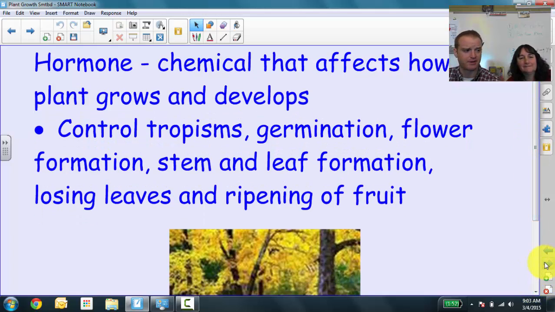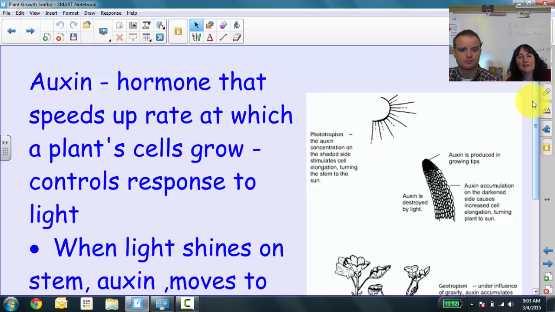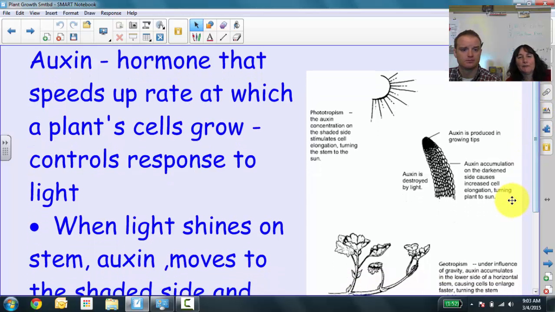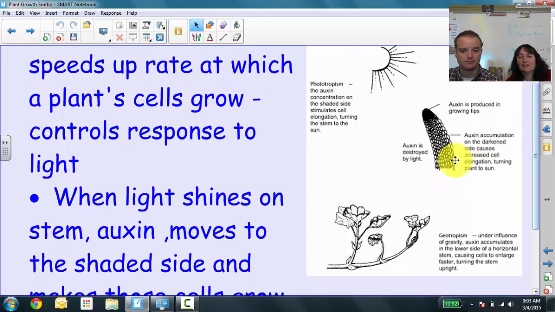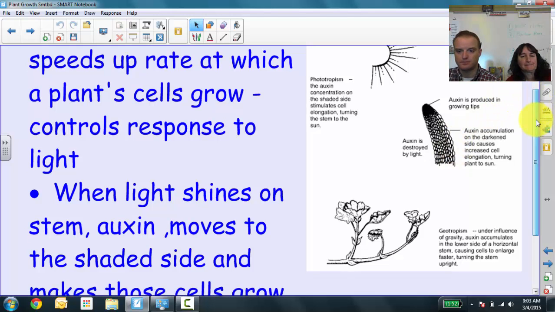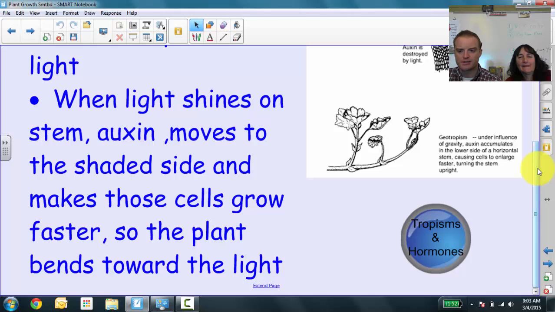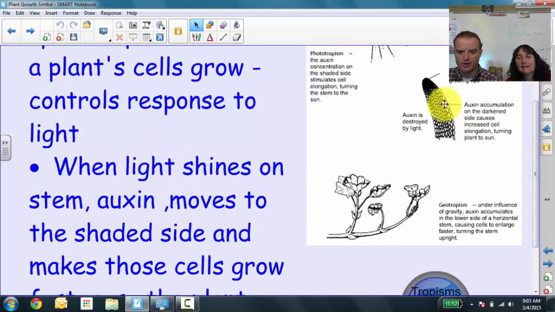I'm going to look at one in particular that aids with growth. Yeah, and that one is called auxin, and that's the hormone that speeds up the rate at which the plant cells grow, and it controls its response to light. So really important for the plant to get that light. So what's happening is when the light shines on the stem, the auxin is going to move to the side that it's not shining on, so the shaded side. So then those cells will grow faster, which bends the stem toward the light. Yeah, and you can see an example of that right here where they're going to grow over here. So you can see, if the plant falls, it's going to grow up toward the light.